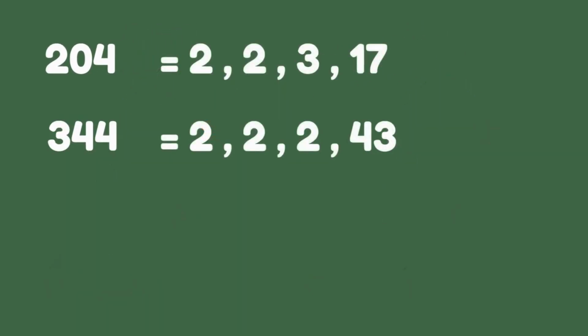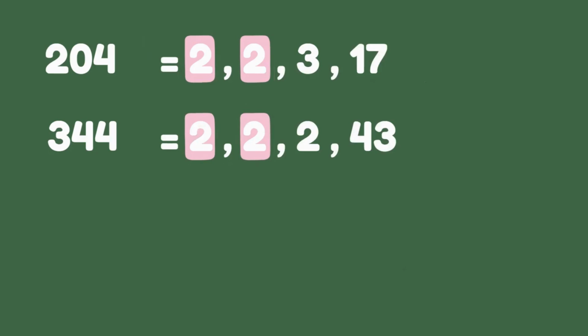In prime factorization, we multiply the numbers that are in common to get the greatest common factor. So here we have 2 and 2, which means the greatest common factor of 204 and 344 is 4 because 2 times 2 is 4.